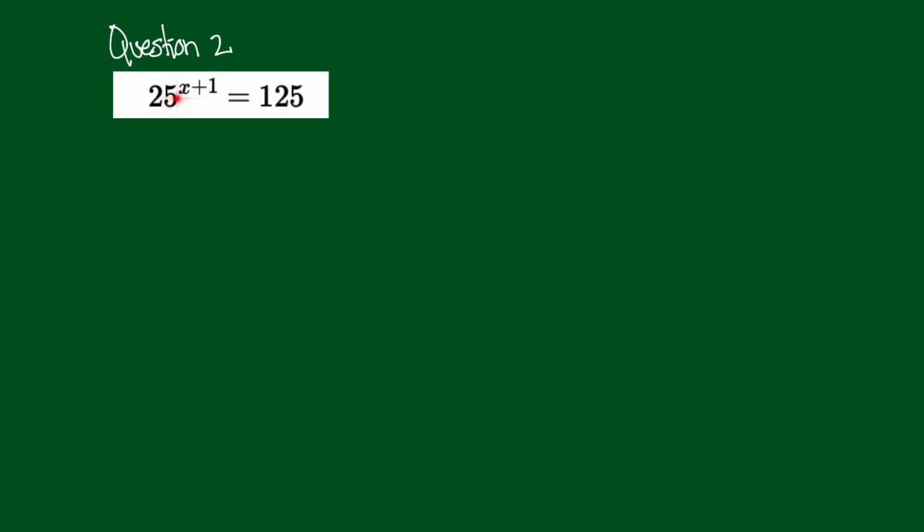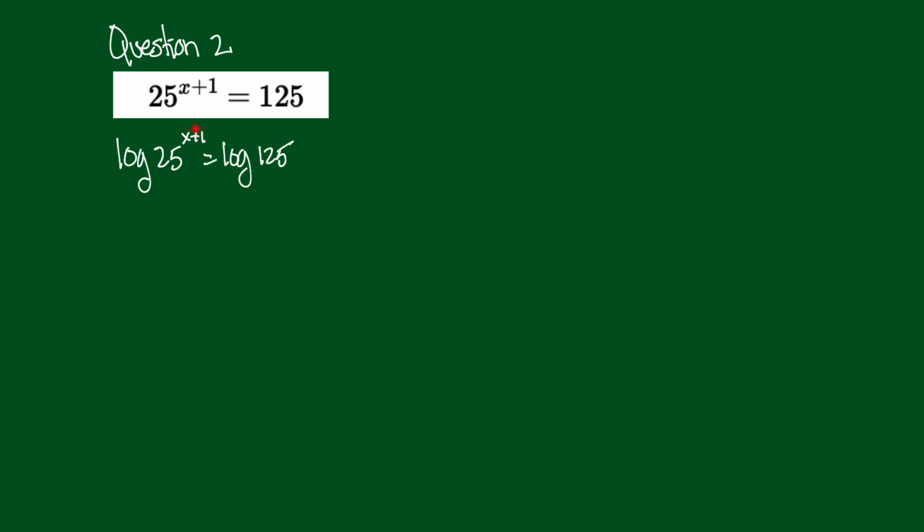Question 2, let's solve this exponential equation. And it's exponential, right, because the variable's in the exponent. So let's undo the exponential by taking logarithms. Log base e, log base 10, your choice. I'm just going to use log base 10. So I'm not going to write the base. I'm going to get the log of 25 raised to the x plus 1. This will be the log of 125.